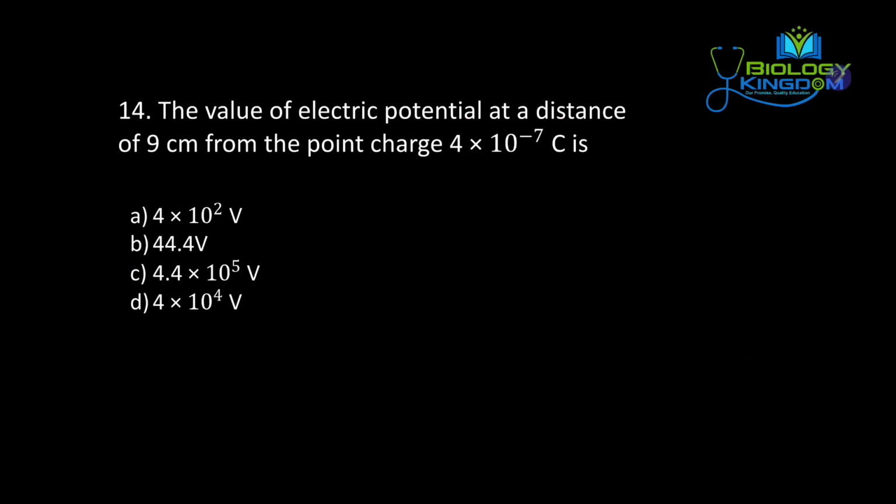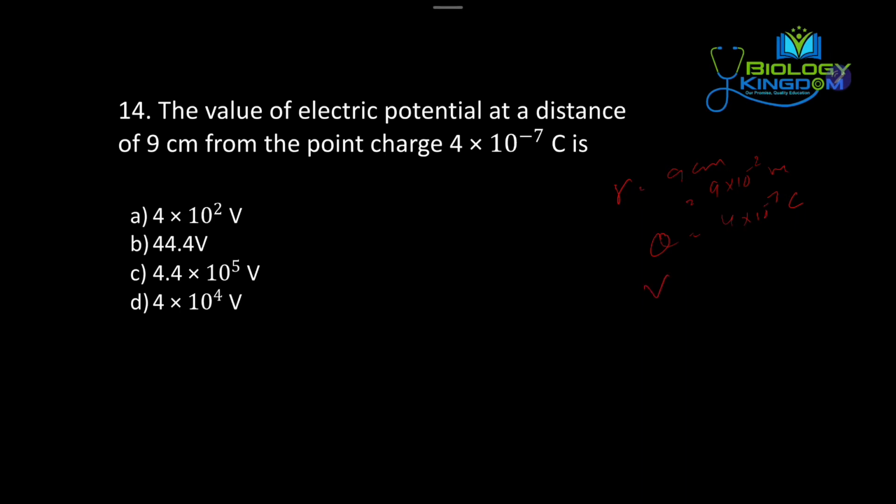So here's the question. The value of electric potential at a distance of 9 cm from a point charge is, now we have to find the value of potential at a distance of 9 cm from the charge. How do we find it? First we write the distance: 9 cm, which we can write as 9 into 10 raised to the power minus 2 meter. The other thing given is the charge, 4 into 10 raised to the power minus 7 coulomb.